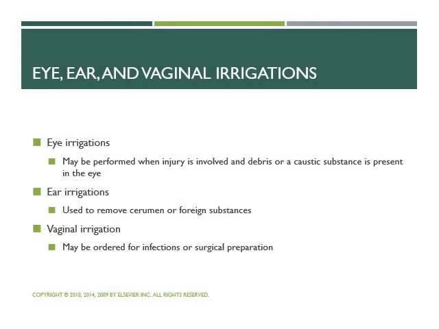Eye, ear, and vaginal irrigations. In irrigating eyes, this may be performed when an injury is involved and debris or causative substances are present in the eye. Ear irrigation is used to remove wax or foreign substances. Vaginal irrigation may be ordered for infections or surgical preparation.